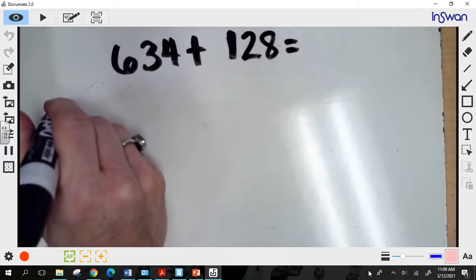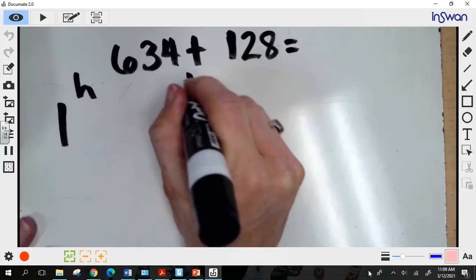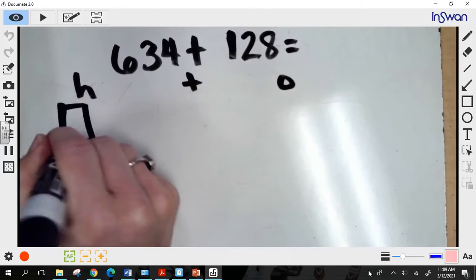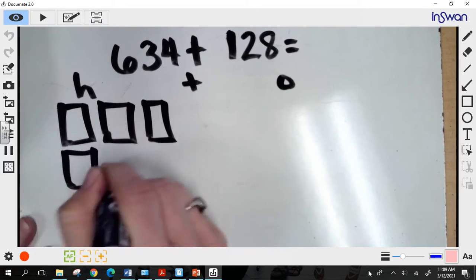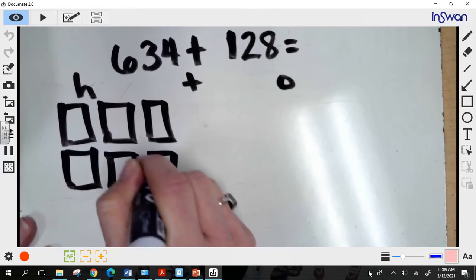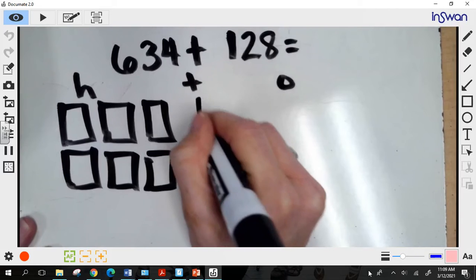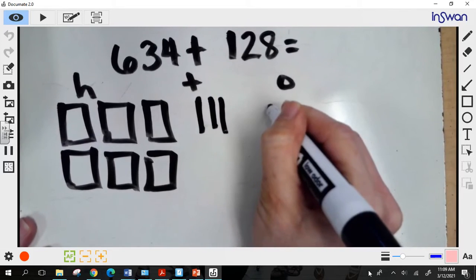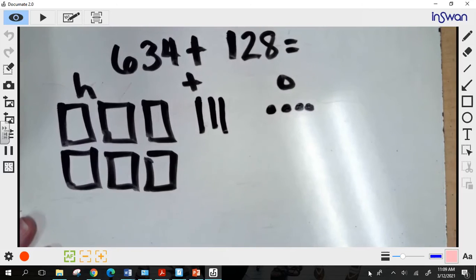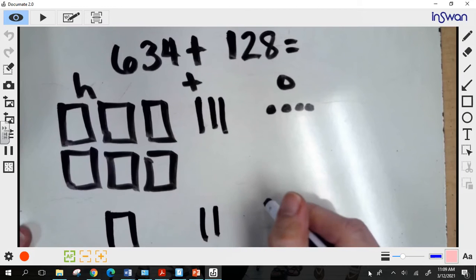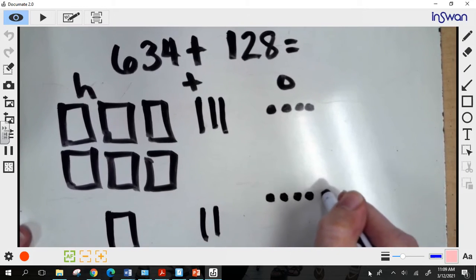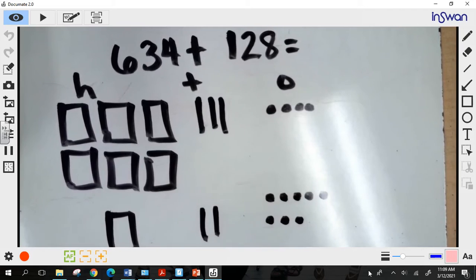Okay, so let's start with picture model. Let's draw 634. So let's draw our hundreds, then we have tens and ones. So 100, 200, 300, 400, 500, 600. Now let's draw 30. 10, 20, 30. And 4 ones. 1, 2, 3, 4. Okay, we've drawn 634. We are adding. Let's draw 128. 100, 10, 20. There's my 20 and 8. 1, 2, 3, 4, 5, 6, 7, 8.